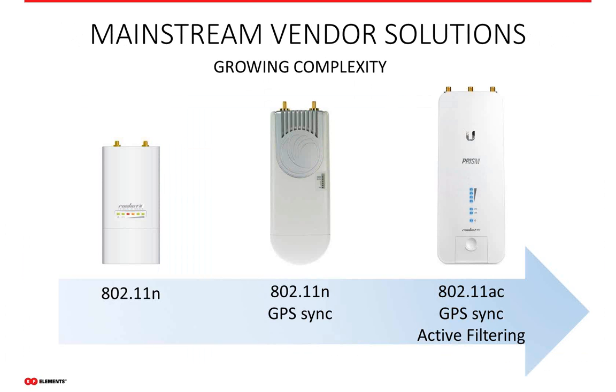If we look at the mainstream vendor solutions for the radio solutions that are out there, in the beginning we had 802.11n. That was a way to deliver more bandwidth, utilizing slightly wider channels. And now we look at GPS synchronization coming in, radios with GPS synchronization, and on top of that, we also have active filtering. So many things are happening on the radio side to try and deal with noise, but really they should be dealing with the root of the problem, and that's not creating noise, basically.